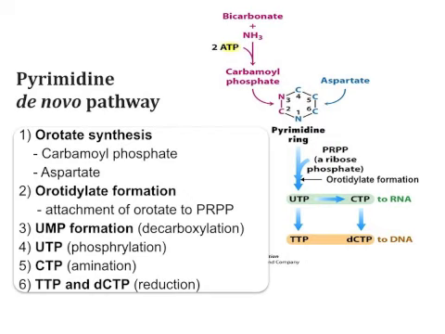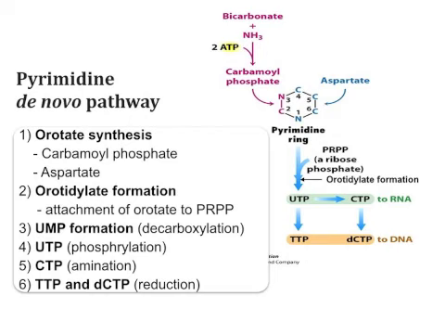We're going to do this with the pyrimidine de novo pathway, but we're not going to do the same thing with the purine de novo pathway. So let's get started with this. First of all, we're going to synthesize an intermediate called orotate. This is comprised of carbamoyl phosphate and aspartate. We're then going to form orotidylate. This occurs by attaching orotate to PRPP. Then we're going to form UMP, uridylate. This happens through a decarboxylation of orotidylate.